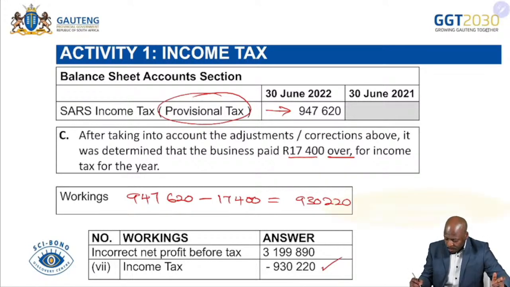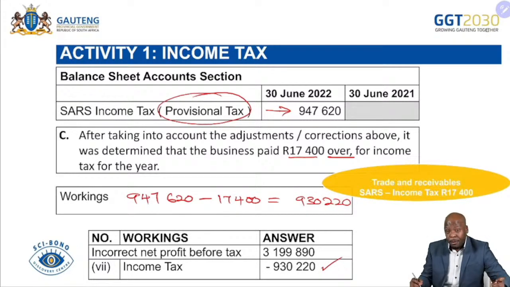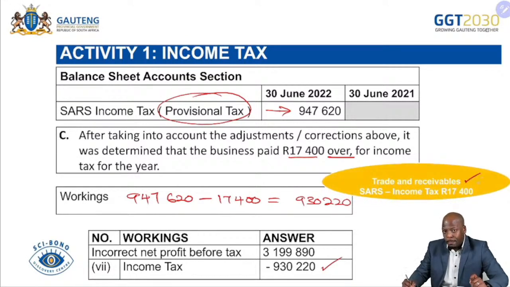regard? In the statement of financial position, this is income tax that has been paid in advance, over, according to the language of this paper. So if it is over, therefore it means it is receivable. Receivable, if you want to put it, SARS, OS, us. So it is receivable. Then you're going to have your 17,400 under trade and other receivables.